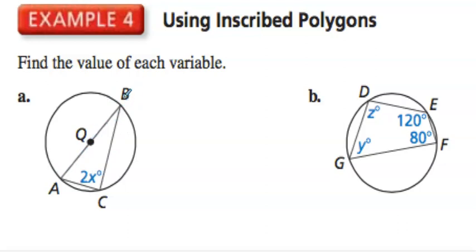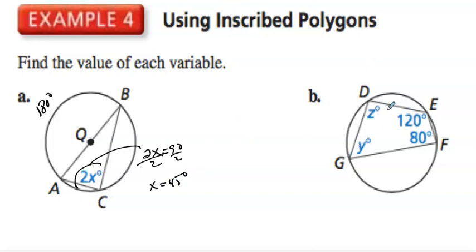AQB is the diameter, which means that this whole thing is 180 degrees, which means that this angle here is 90 degrees. So then I can say 2x is equal to 90, divide by 2, and x is equal to 45. Alright, no problem there.